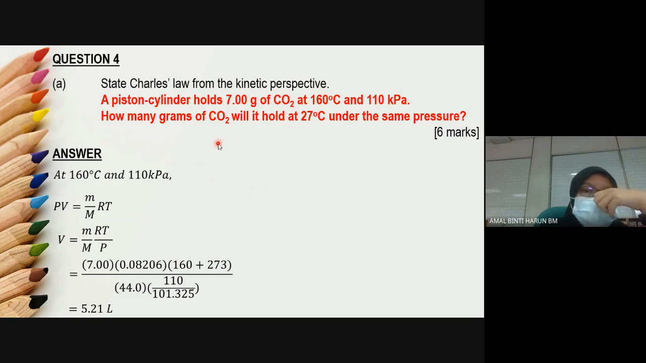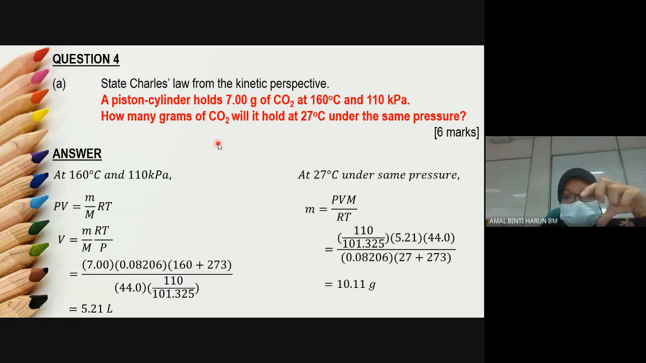So we get the volume of the piston, which is 5.21 liters. So the capacity of gas it can hold is 5.21 liters. Using the same pressure, how many grams of CO2 will it hold at 27 degrees Celsius and 110 kilopascal? So we put it into PV = nRT, you change the temperature to 27, at the same volume, 5.21 liters. At first we did not know how many liters the 7 grams of gas was at this condition.